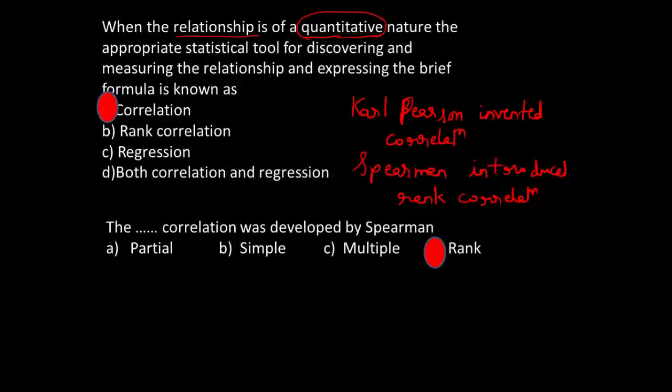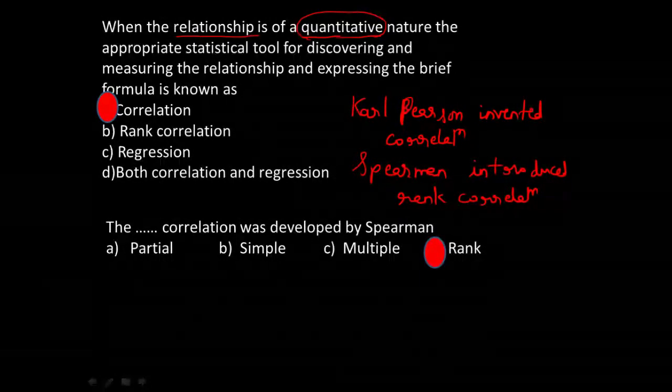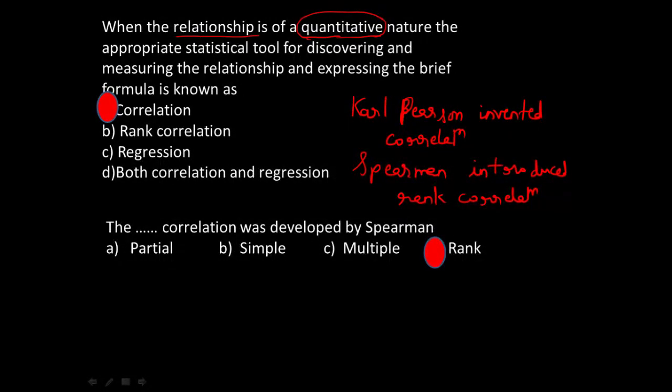Now let me explain. You may not be aware of simple correlation, multiple correlation or partial correlation. So what is meant by simple correlation? When the relationship between two variables is studied, that is called simple correlation. Then what is meant by multiple? Multiple means when the relationship amongst more than two variables, three or more, right, are studied simultaneously, that is called multiple correlation, right?